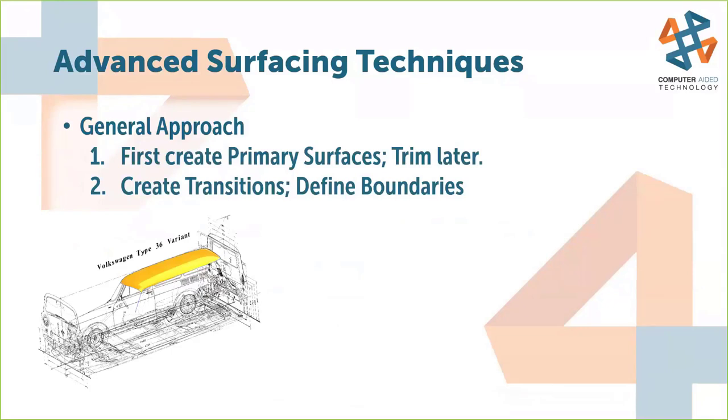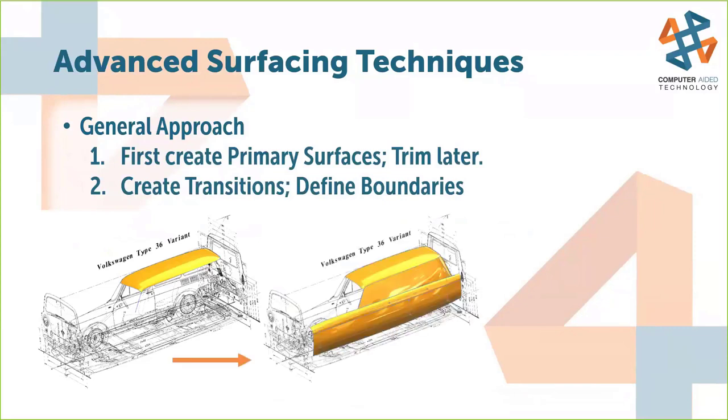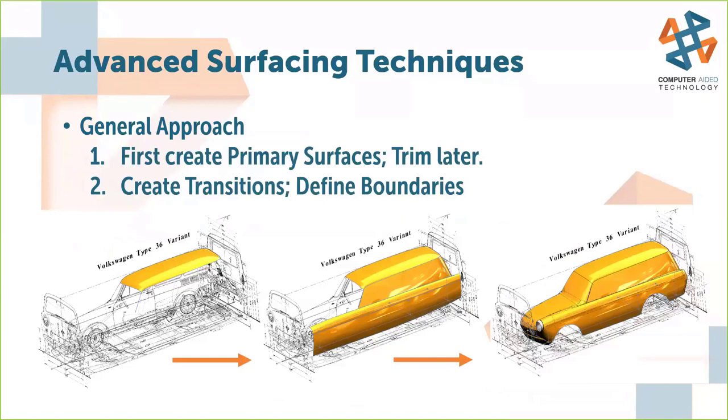And then with that, I use those surfaces to create transitions or define boundaries between edges or faces. So in the example here, I start with the roof. That roof leads to the side and the back. I use the edges from that original surface to help me create those. Once I have the edge of the window line there, then I can start to create the lower half of that surface. And then that leads into more trimming and more blending to get to that final shape.